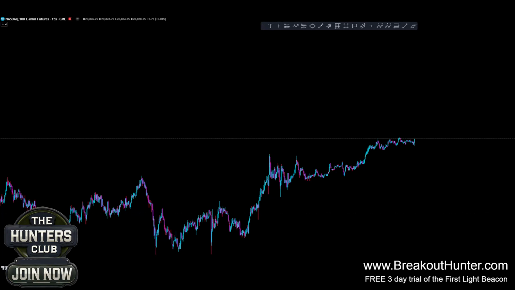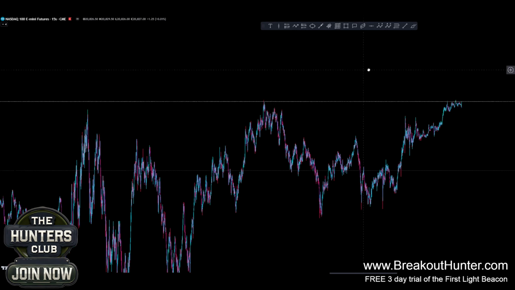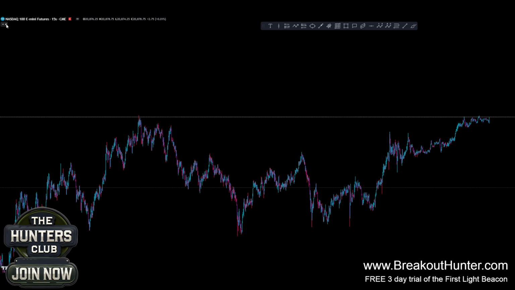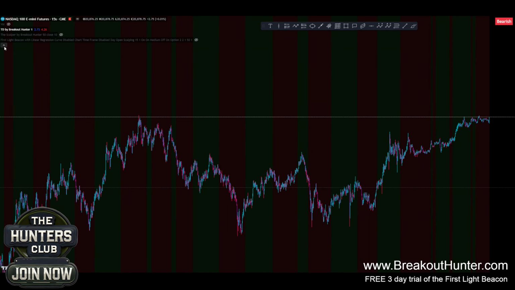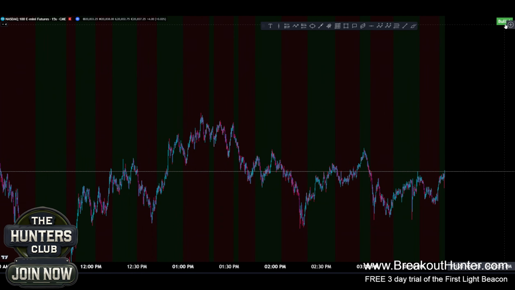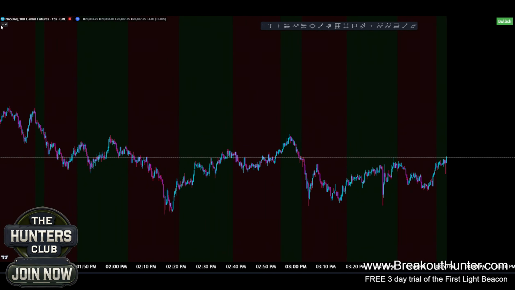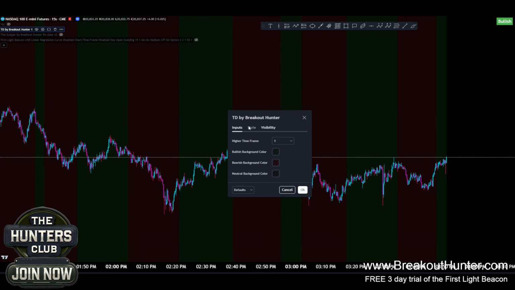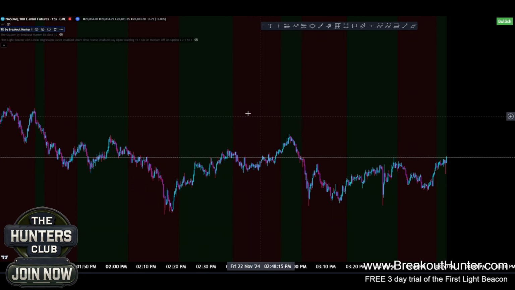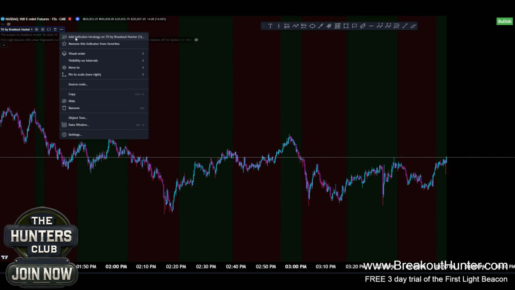All right, so we're going to talk about two new indicators that are included with the first light beacon. One of them is going to be the trend detector, which puts this bearish or bullish little thing up here, or you can use the background colors to give you that as well, but you can turn it off if you want, like this. There are alerts that let you know that this is taking place.